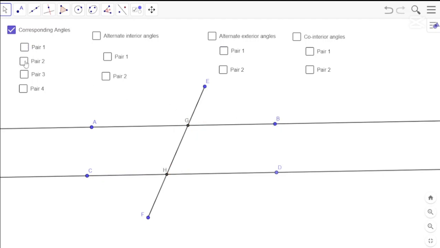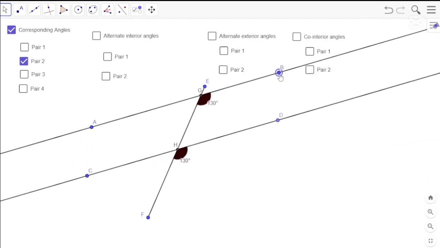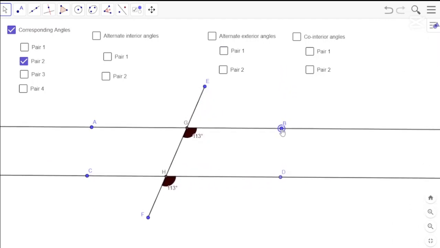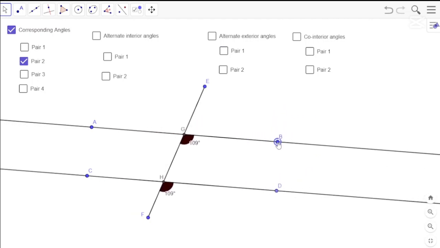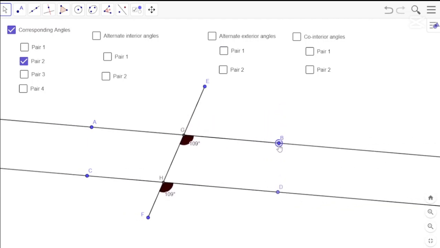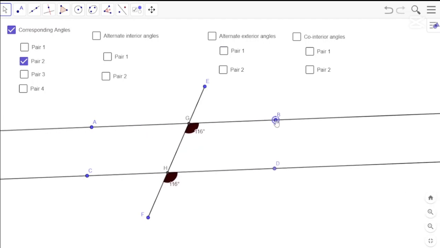Let's look at pair 2. We see that angle BGH is also congruent or equal to angle DHF. So we have 114 degrees and 114 degrees. We can change the positioning to also verify, but we realize that once the positioning of the parallel lines changes, the angles remain the same.